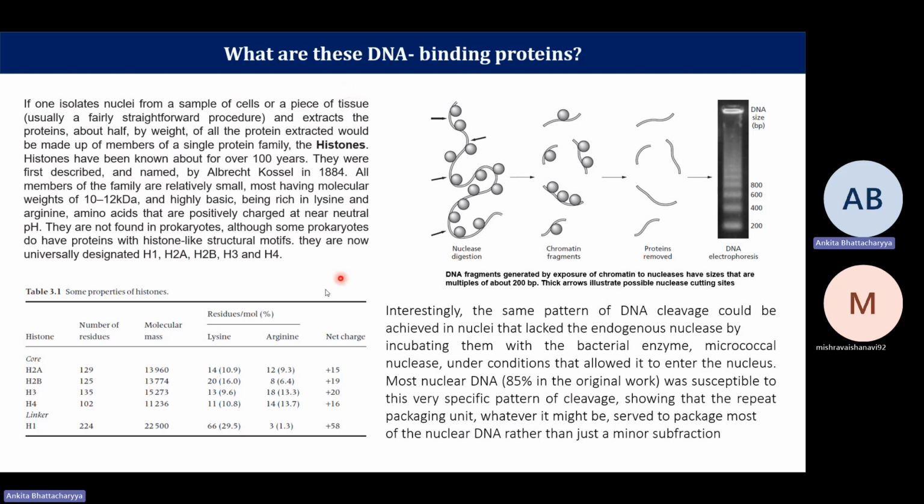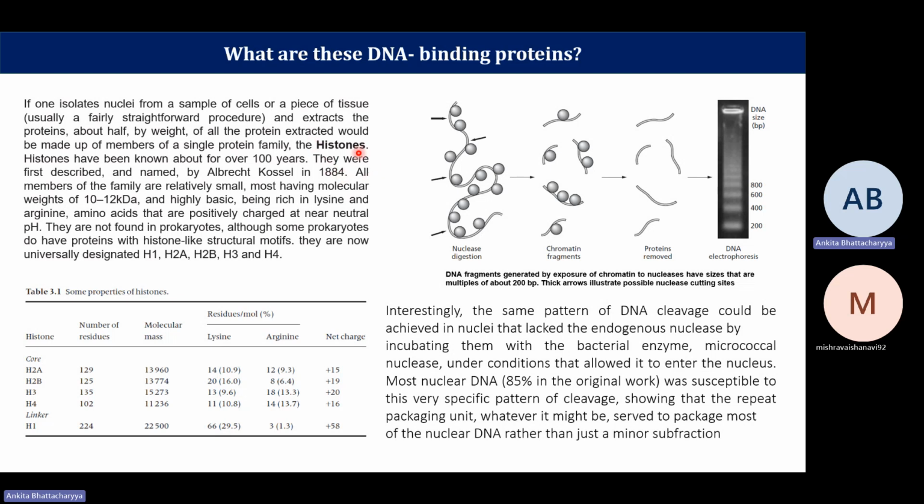So how at all was this problem addressed? If you or I isolate the nucleus from a sample of cells or from a tissue sample, usually a biopsy sample or any patient-derived tissue, either some organ which is cancerous or has some disease or atypical behavior that needs to be studied, what would you do if you were to isolate the nucleus and extract all of the proteins which have come along with the nucleus? Then approximately half of it would be made up by members of one single protein family, which are called the histones.